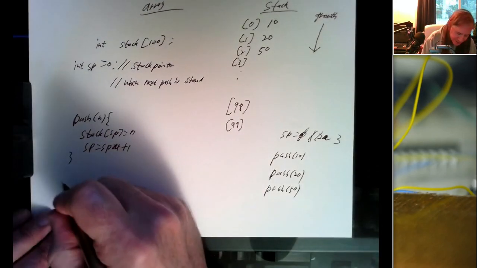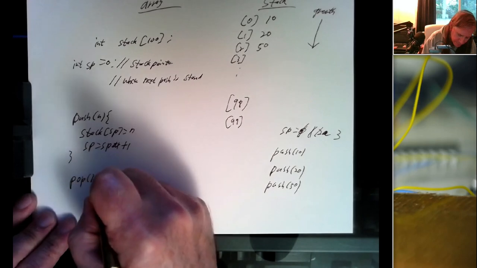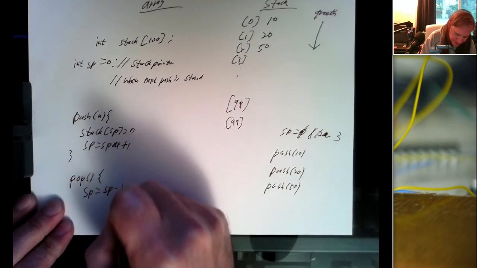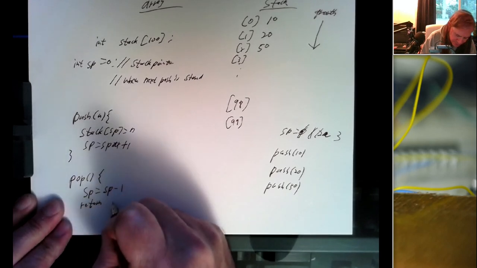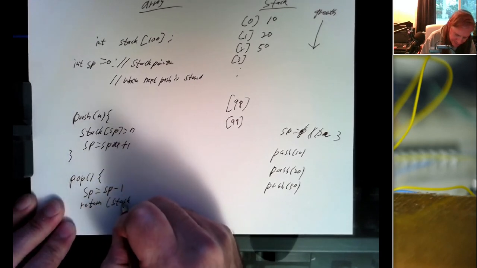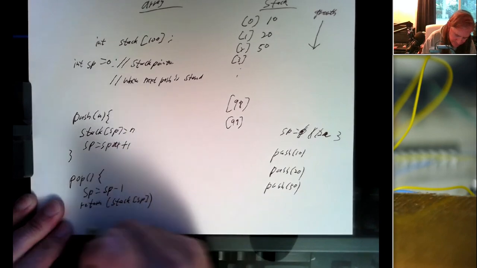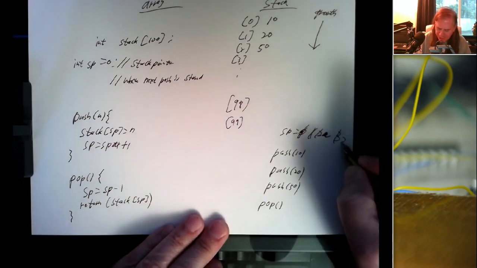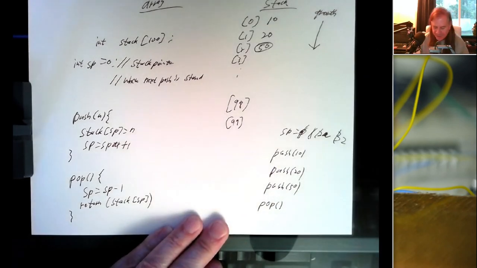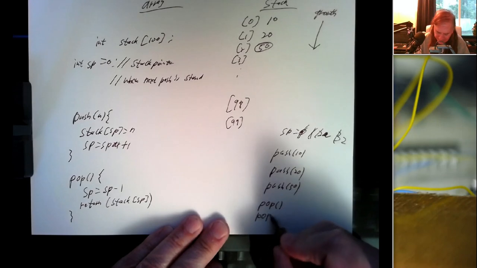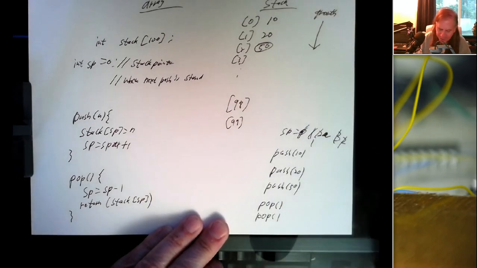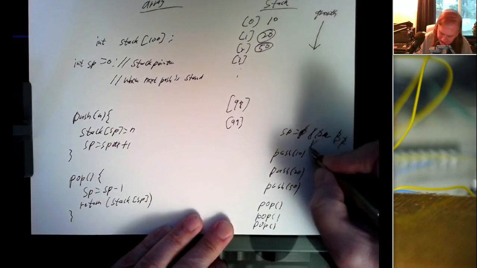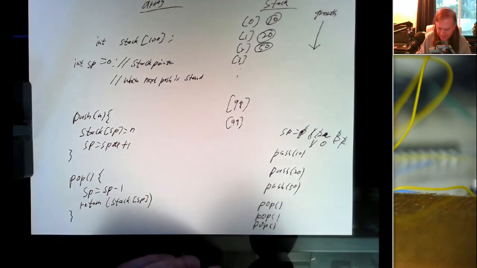So our pop function should be something like this. SP = SP - 1, return stack[SP]. So if I say pop, I'll decrement my stack pointer and I'll return the value 50. And if I say pop again, I'll decrement the stack pointer and I'll return the value 20. And if I say pop again, I'll decrement the stack pointer to a 0 and I'll return the value 10.